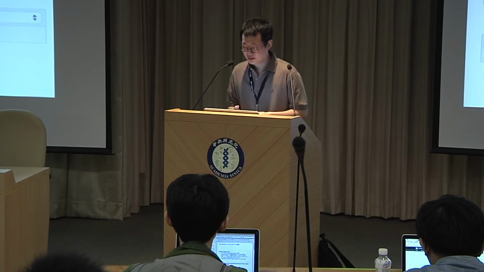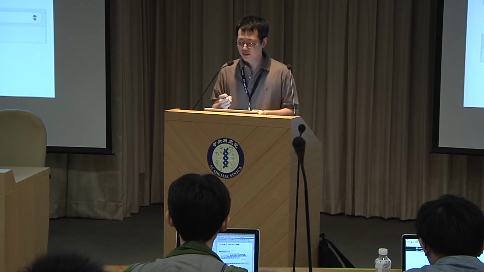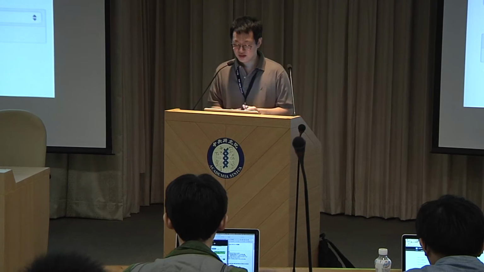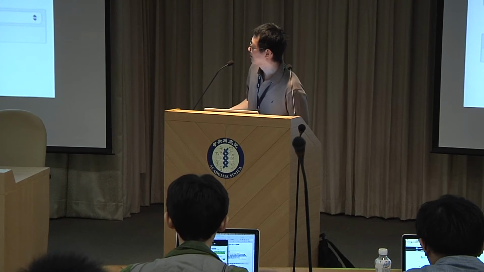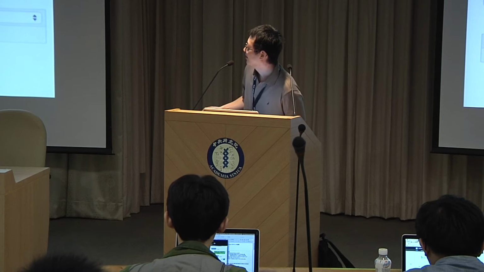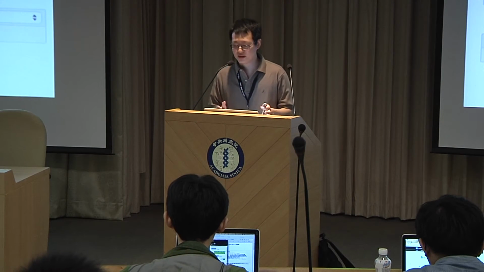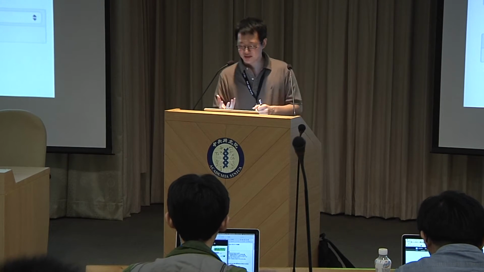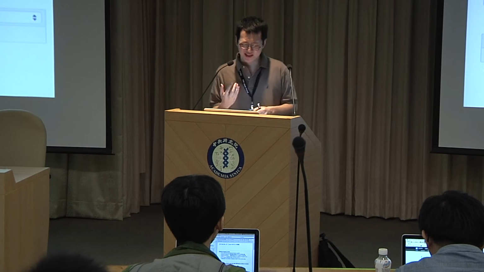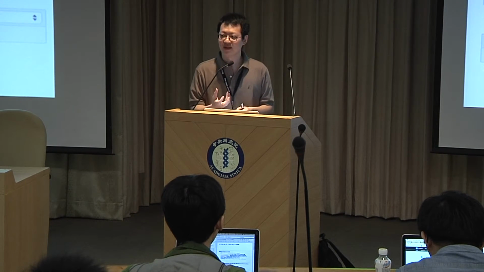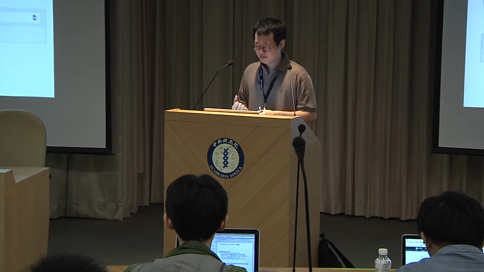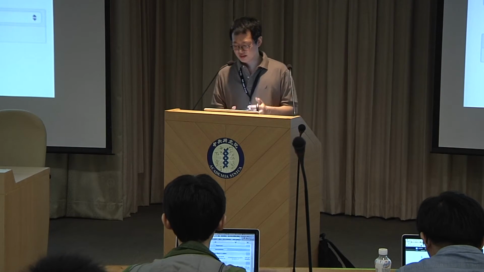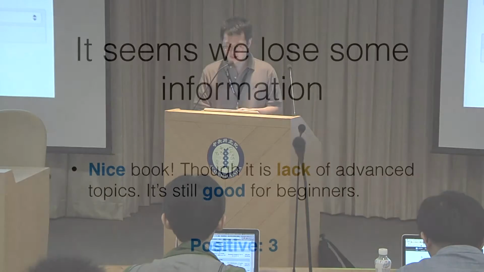So after using NLTK to tokenize your sentence, you can use the sentiment dictionary to count the score again. In this case you get a 3. "Nice book." Nice is a positive one. "Though it lacks advanced topics." Lack is the negative one. "But it's still good for beginners." Good. So the overall score for this sentence is positive.